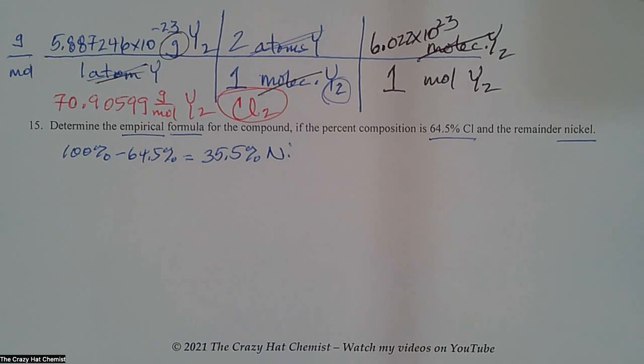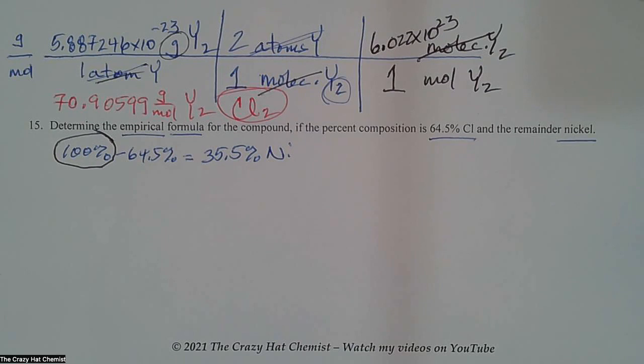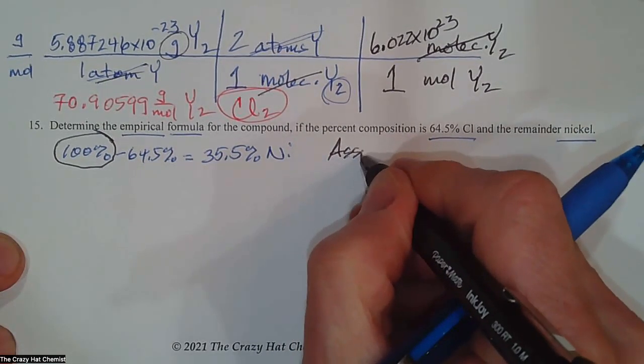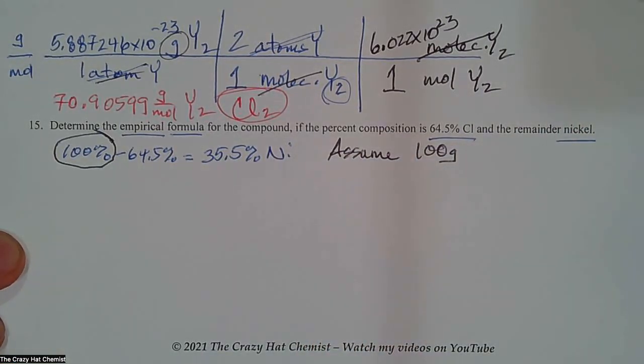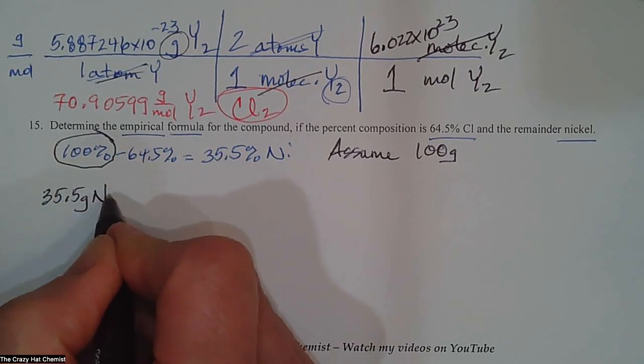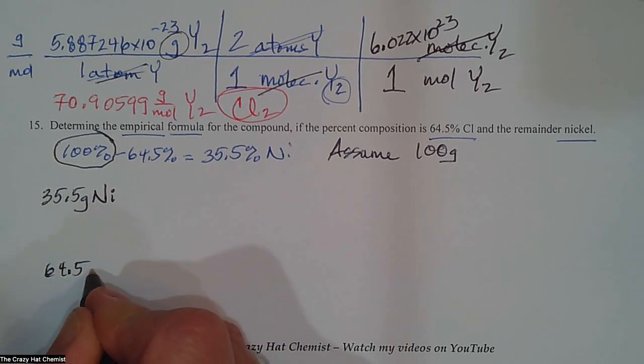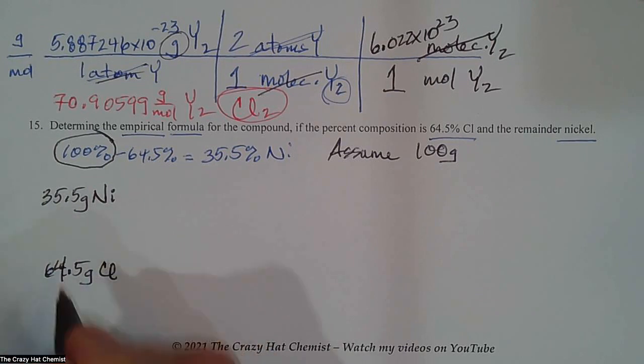So moving this up just a little bit more here. We're going to make an assumption, and that assumption is we have 100% of the compound. If we have 100% of the compound, then we're going to assume 100 grams. If we assume 100 grams, then our percentages will now be converted into masses. So I have 35.5 grams of nickel, and then I also have 64.5 grams of chlorine. Okay, and so I'm going to go back to our definition of empirical formula, and it's the simplest whole number mole ratio. And that definition tells you how to do this problem mathematically.